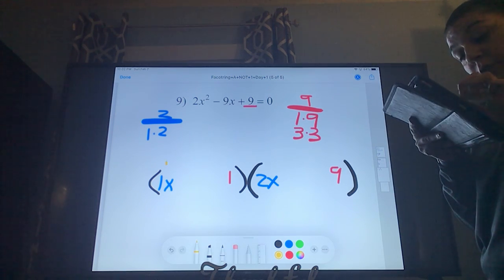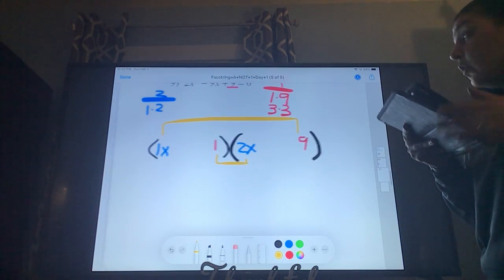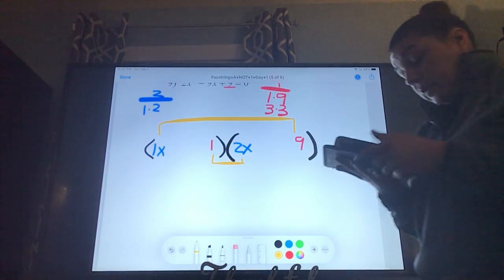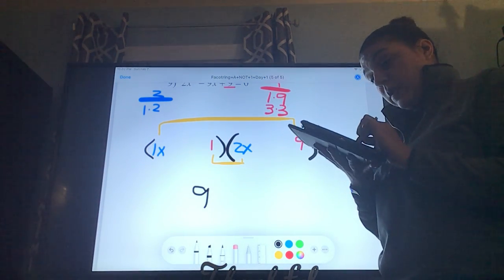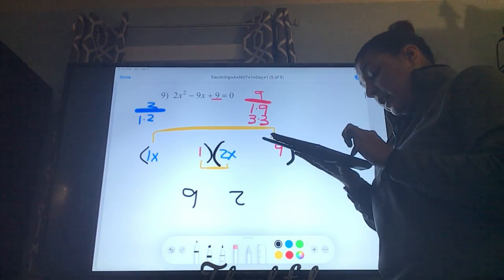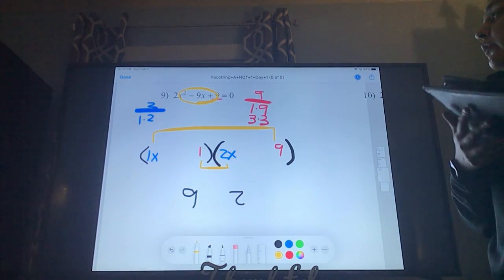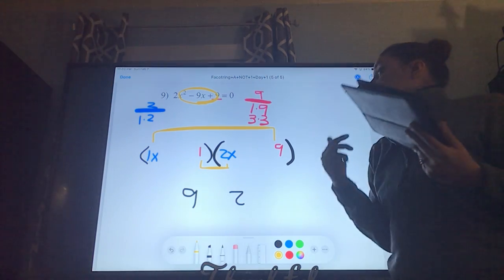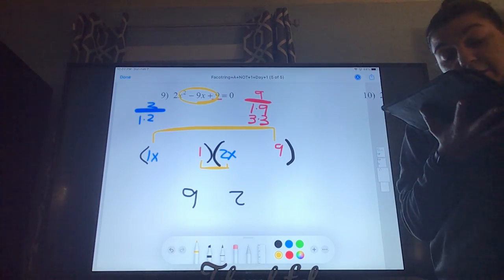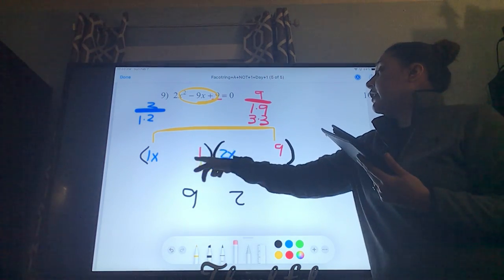Okay, and on all these we check the outer and the inner. Okay, well 1 times 9 is going to give me 9. 1 times 2 gives me 2. Okay, and I'm trying to get to this middle number, this 9 here in the middle. So would a 9 and a 2, either added or subtracted, ever give me a negative 9? No. And so you really have to swap the order. So we've tried 1 and 9, but now let's try 9 and 1.